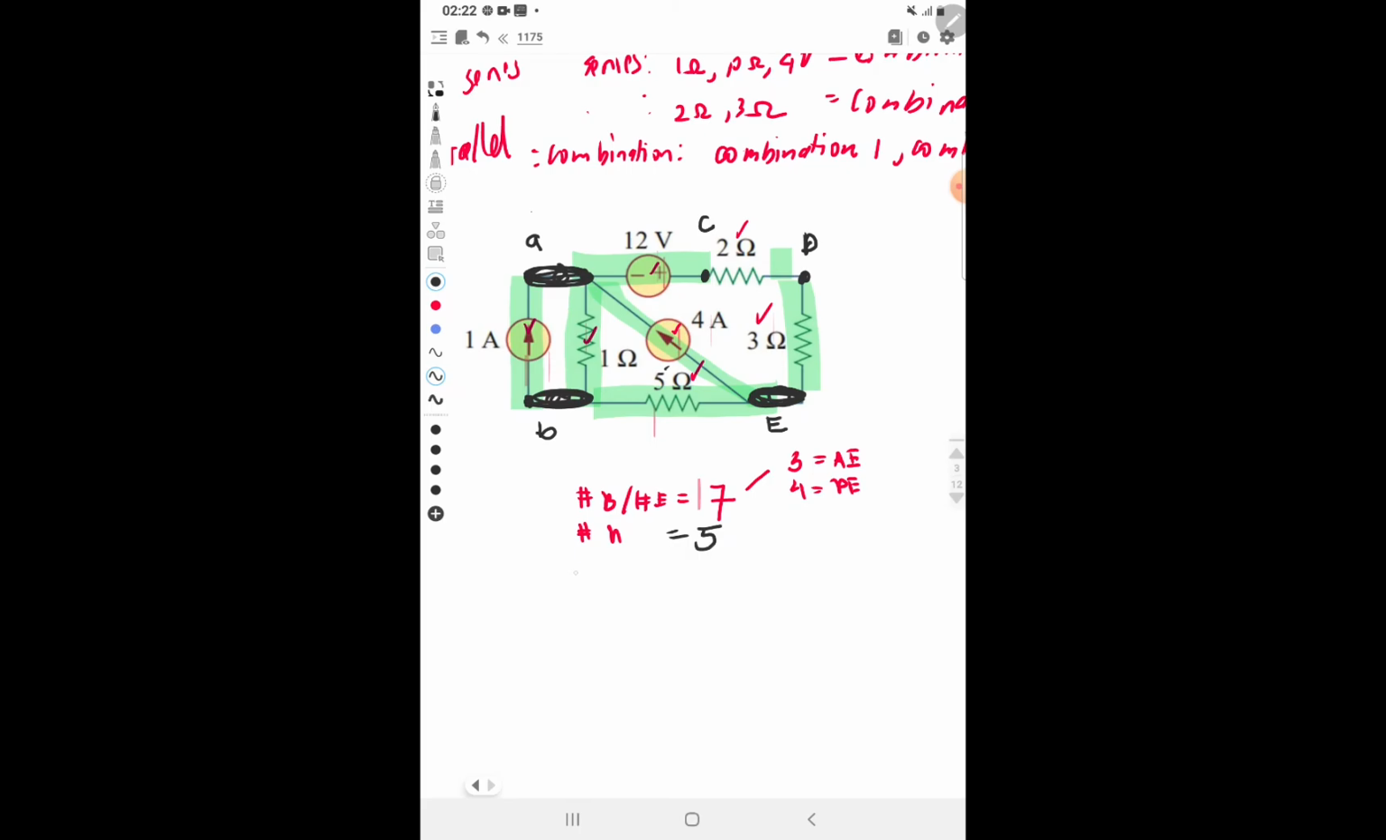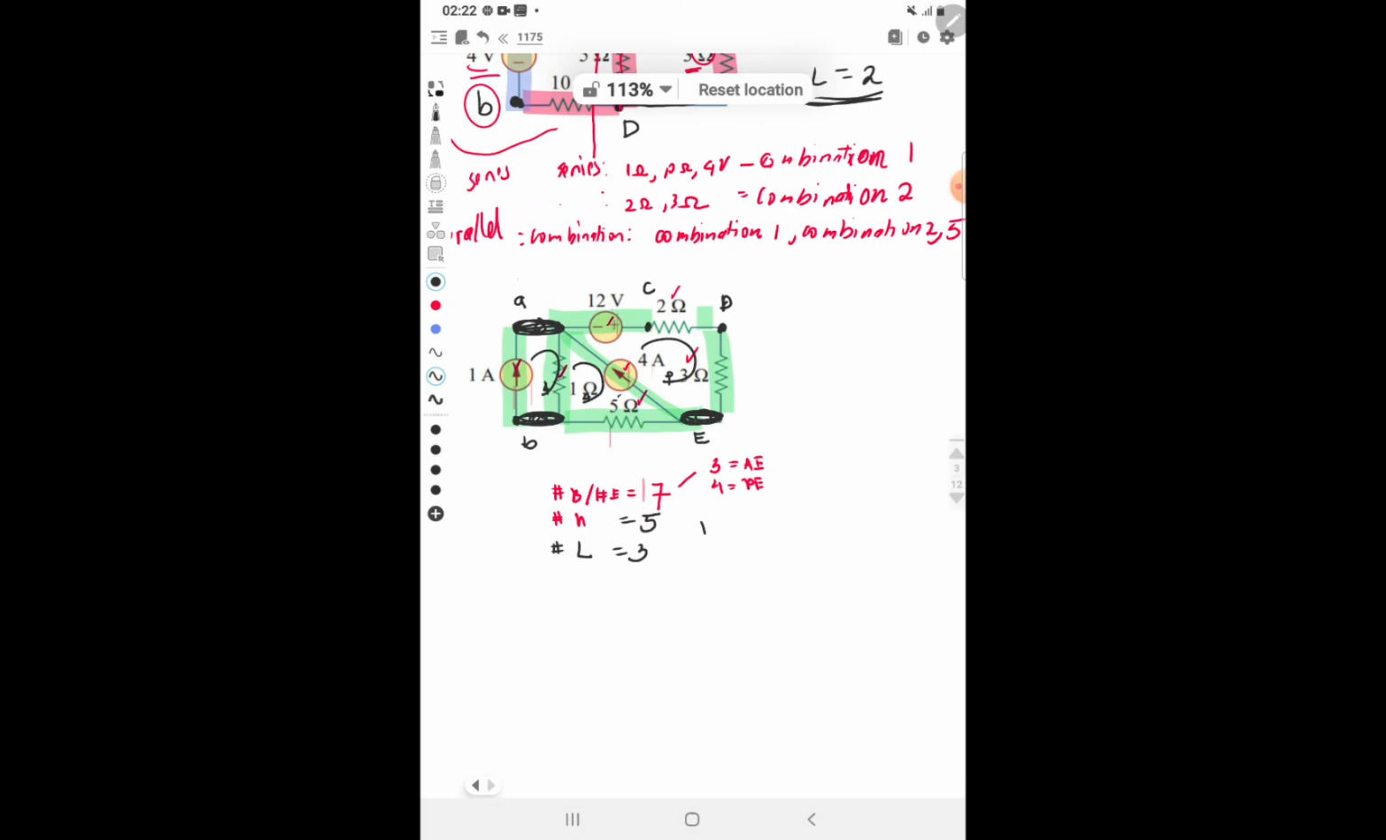And then, of course, number of loops. We have loop 1, loop 2, loop 3. Okay, so we have 3 loops. So using our formula, B is equal to L plus N minus 1. So if we have 7 branch circuit and we have 3 loops plus N minus 1, it would give us 3 minus 1 is 2, 7 minus 2 is 5, so N is equal to 5, which will give us correct answer.